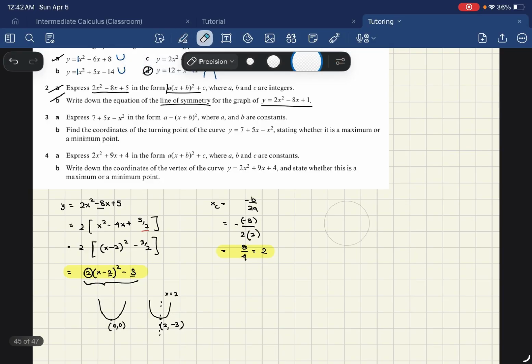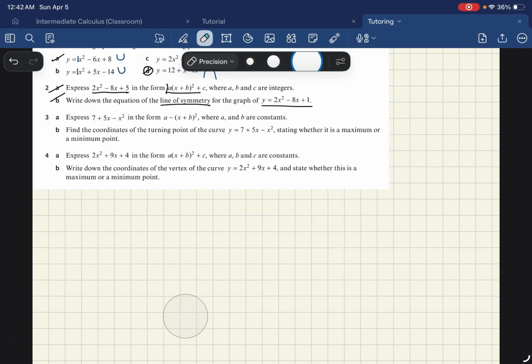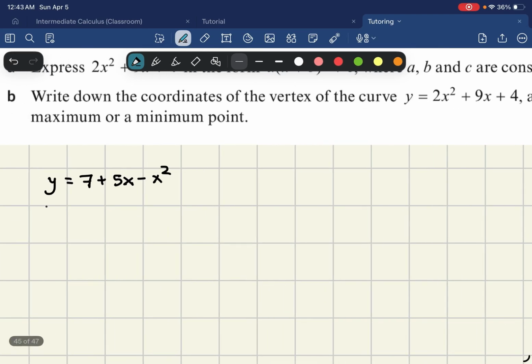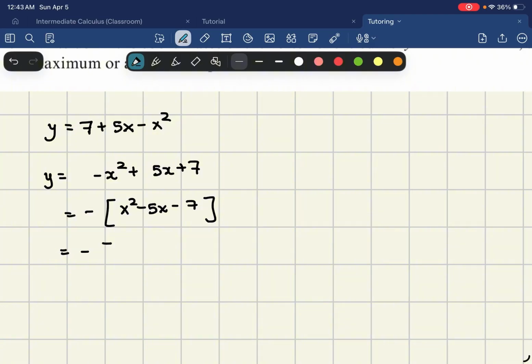All right, let's look at question 3. Question 3 is very, very similar. We are asked to express 7 plus 5x minus x squared, that is y, in that form. So let me write it as y is equal to, again, we're trying to complete the square, right? So now we just factor out a negative 1. Inside we have x squared minus 5x minus 7. And now I can write x minus 5 over 2 squared.